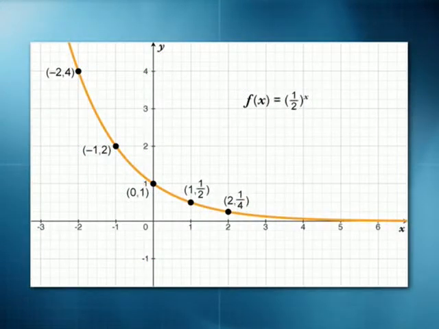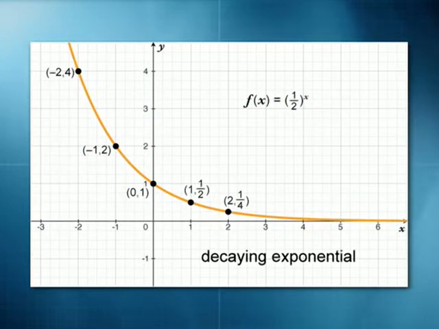Another really interesting graph. This is what's called a decaying exponential. It starts off pretty high, and then as you go off to the right, it approaches a horizontal asymptote, which is the x-axis.